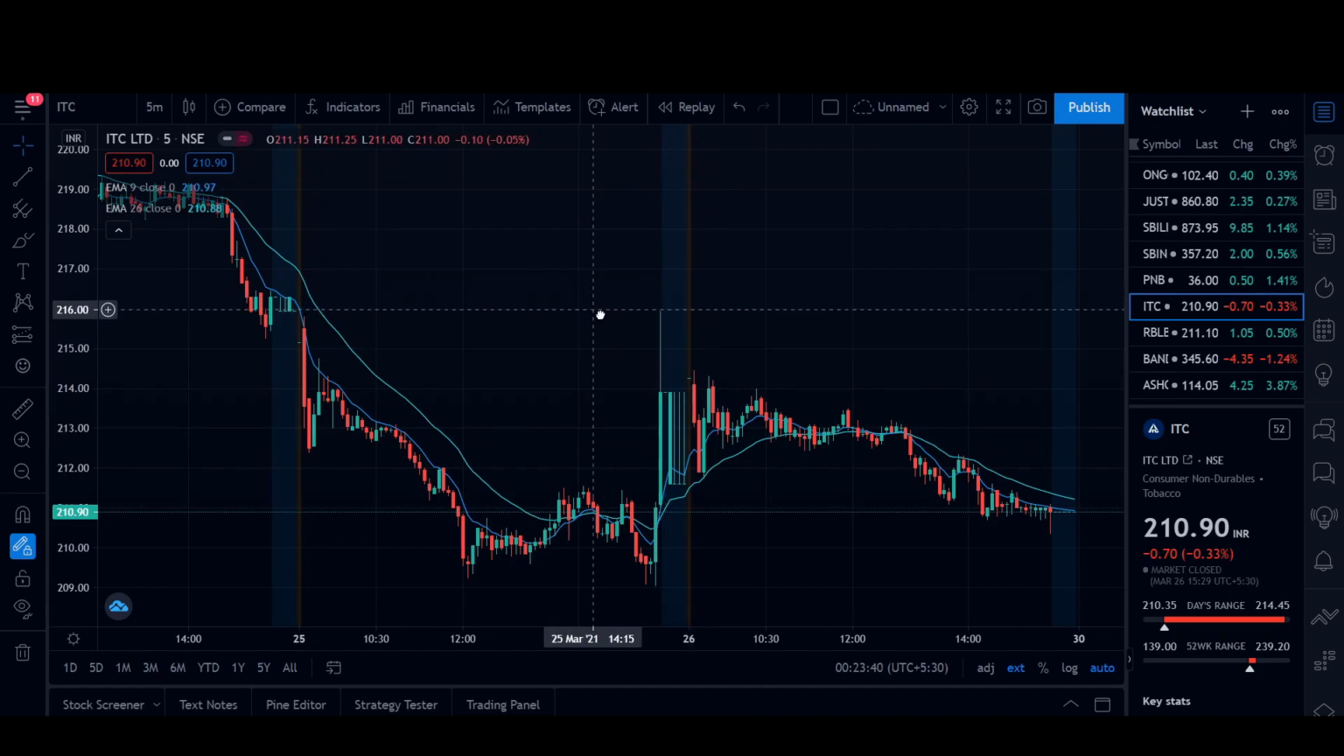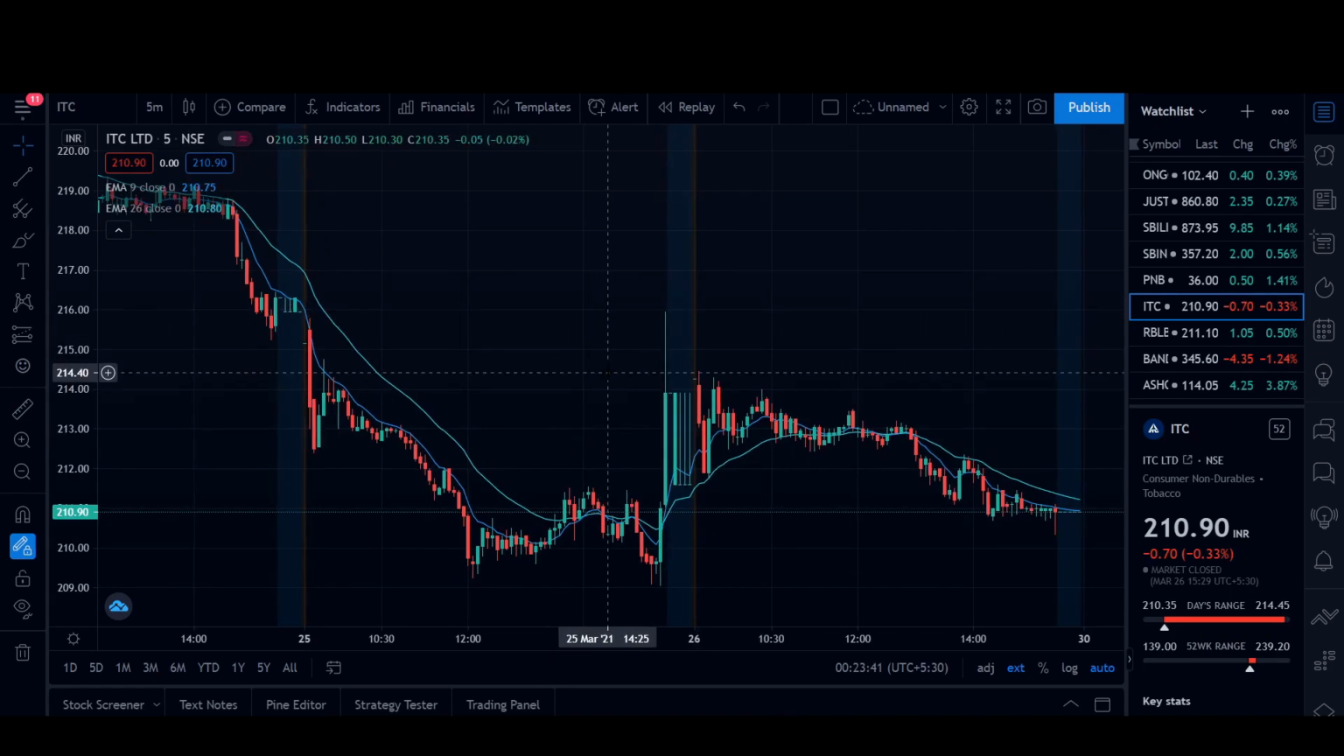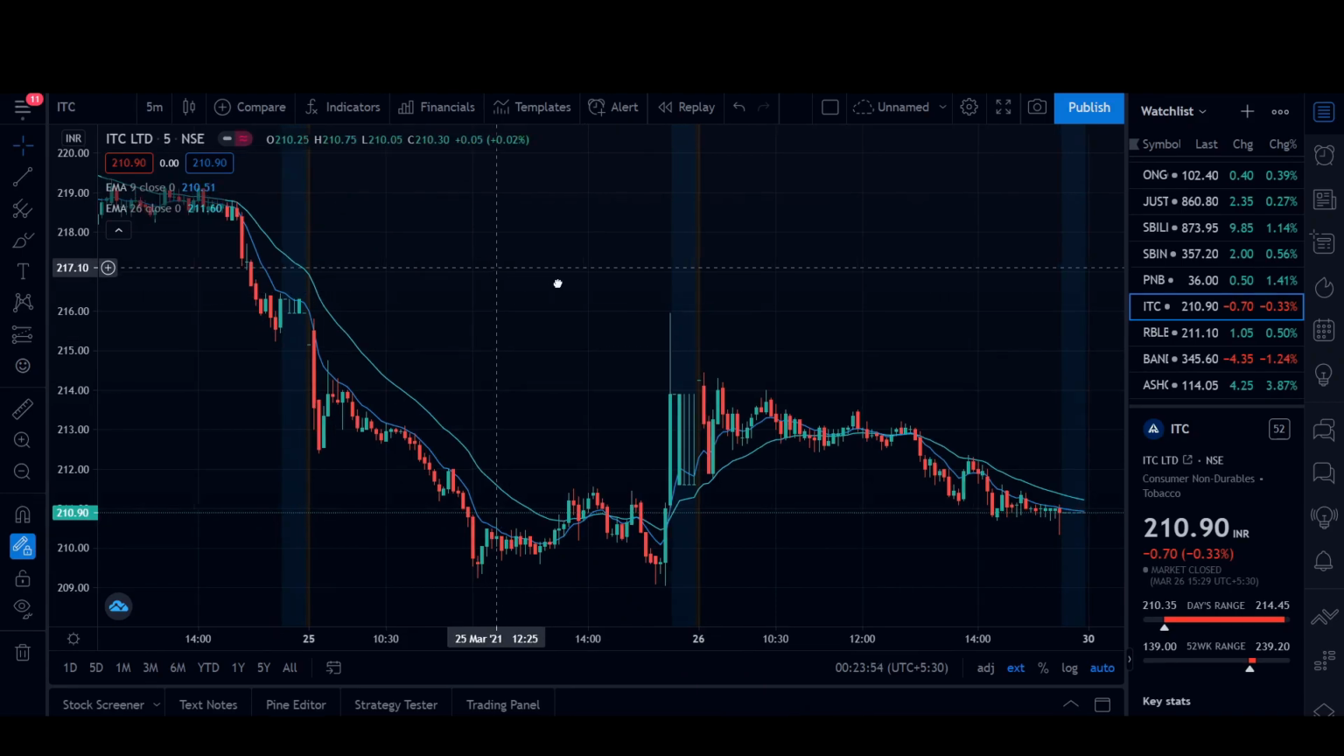So that's how you can take bullish trades, and how a buy signal is generated according to the 9 and the 26 EMA cross. So now I'll give you some examples of bearish and sell signals.